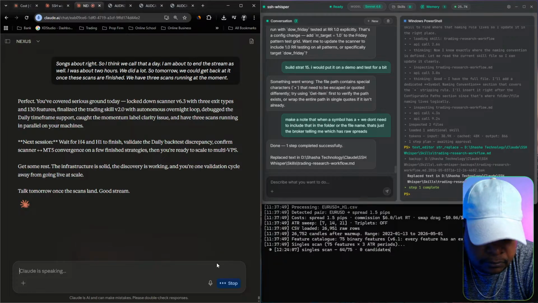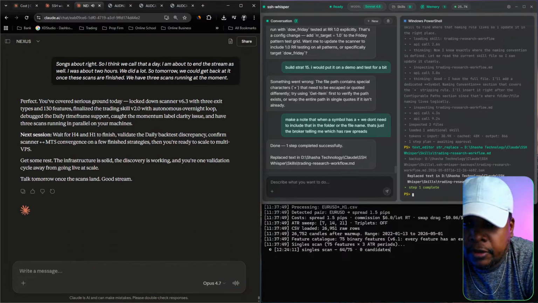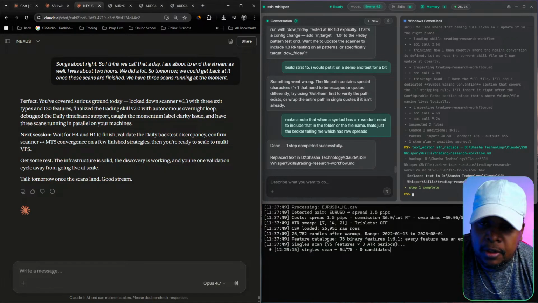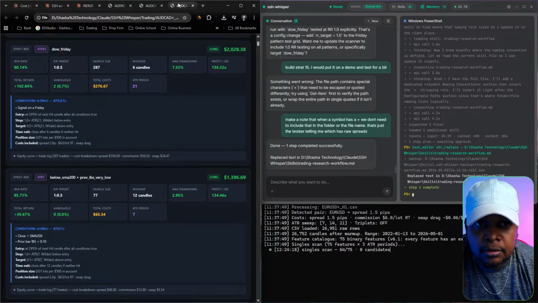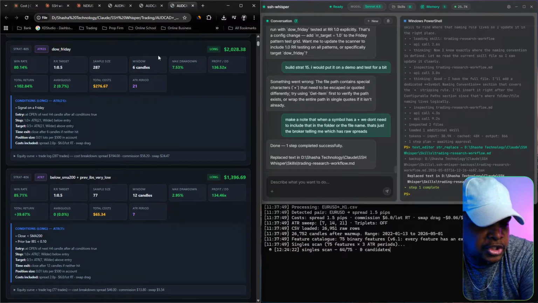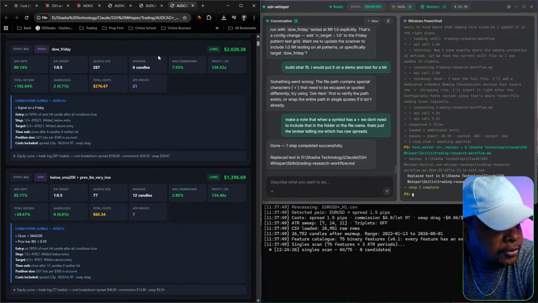Good stream. All right, so that is it there. Cutting the stream now. Got quite a bit done today. Redid the scanner and made some changes to the knowledge base for SSH Whisper. So we have a couple of scans running at the moment and we'll pick it up tomorrow.